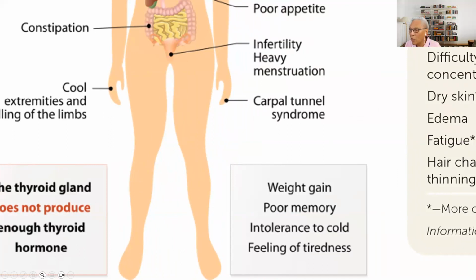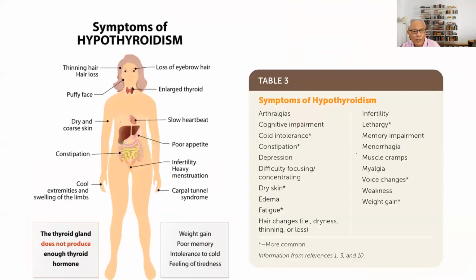So why are they intolerant to cold? Because they're not producing enough heat. You remember that the thyroid hormones are responsible for metabolic activity. And so if there's a slowing down of metabolic activity, we're not going to produce heat. And that is why patients who are hypothyroid are always going to be cold.